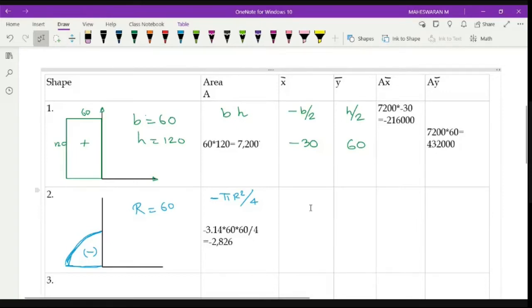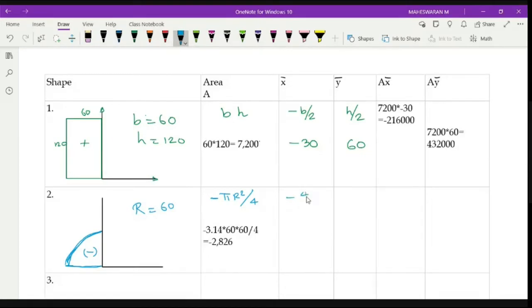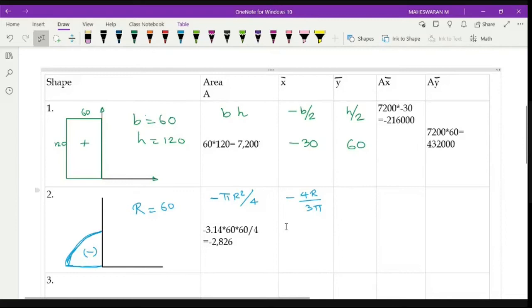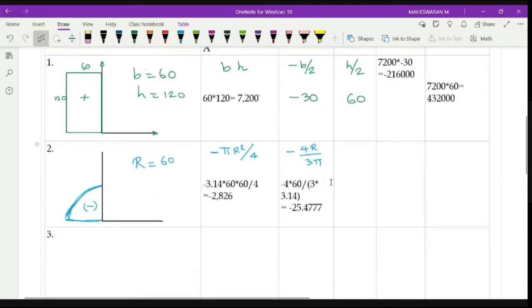Right? Next X bar. X bar is negative. So minus 4R by 3 pi. Right? So X bar is negative, it is minus 4R by 3 pi. So in that case, we will get minus 4 into 60 divided by 3 into 3.14. So what we'll get is minus 25.477. Right? This is my value with respect to this.